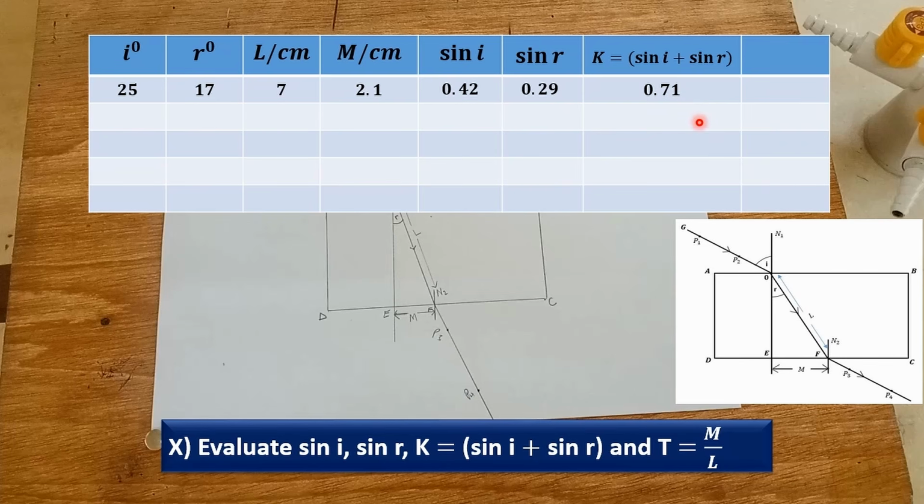and we evaluate T, which is M divided by L. So our M is 2.1, we divide by 7, and we have 0.30. We want to keep all these values in 2 decimal places. So it's 0.3, but we write 0.30.